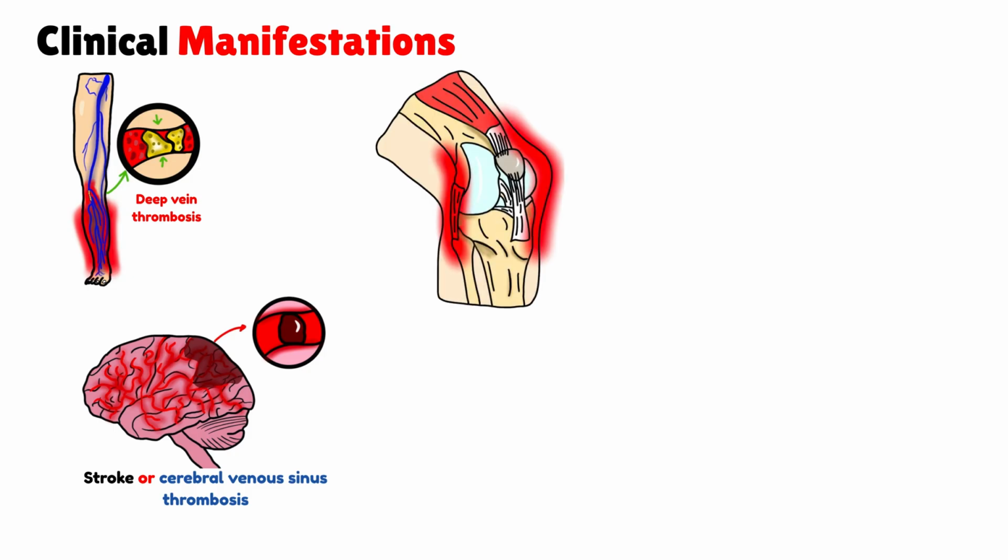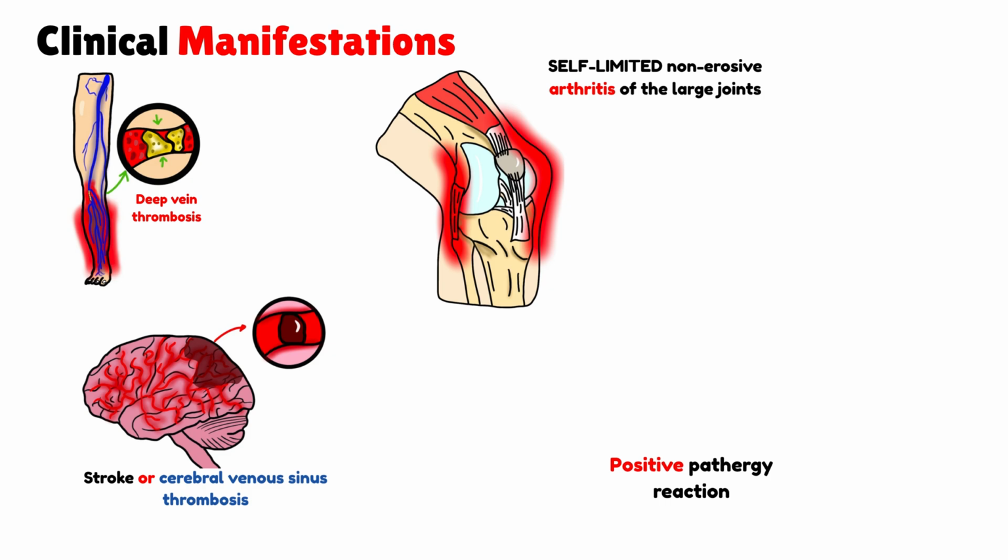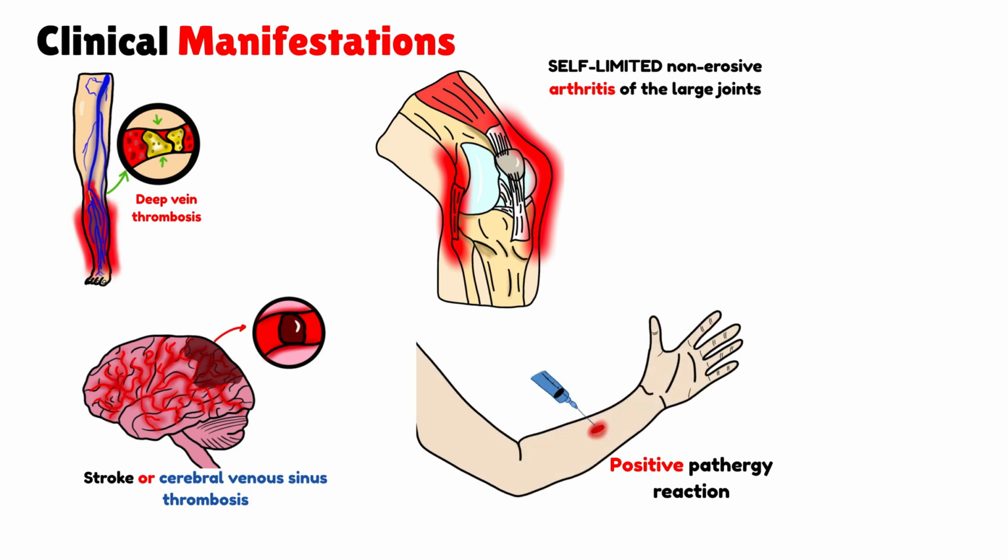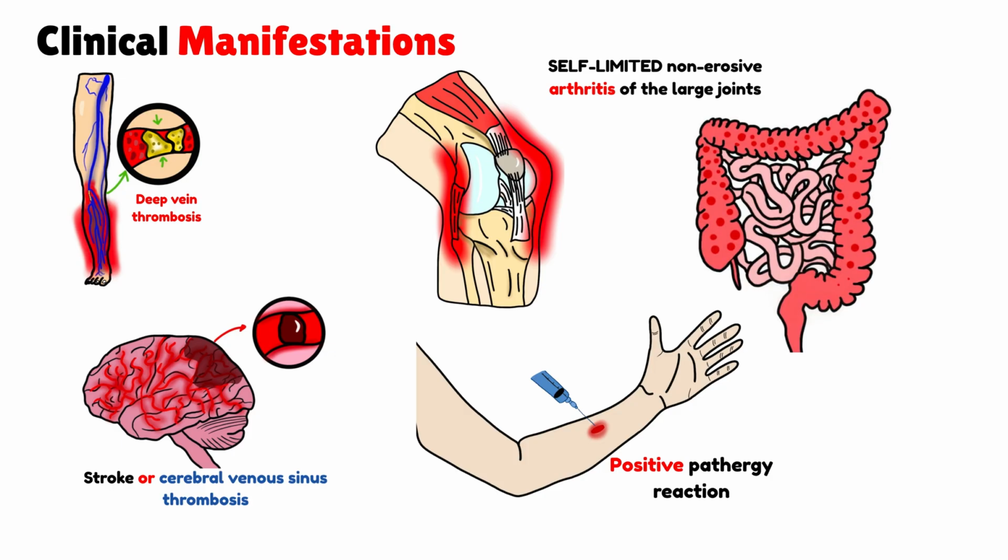It can inflame joints, usually causing a self-limited, non-erosive arthritis of the large joints. Some patients develop a positive pathergy reaction, which is an exaggerated skin response to minor trauma. Gastrointestinal involvement may mimic inflammatory bowel disease with abdominal pain and ulcerations.